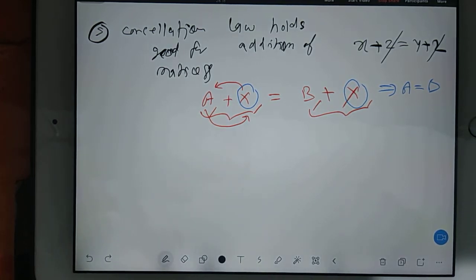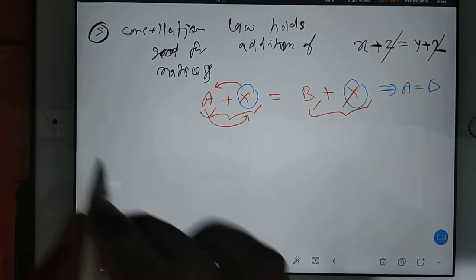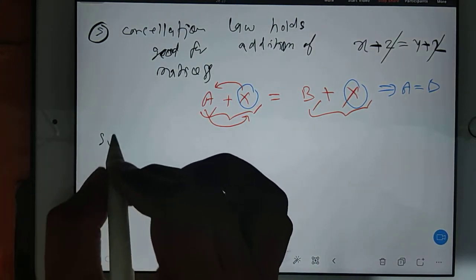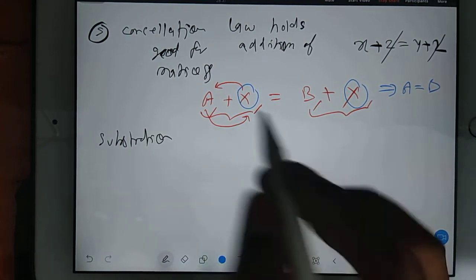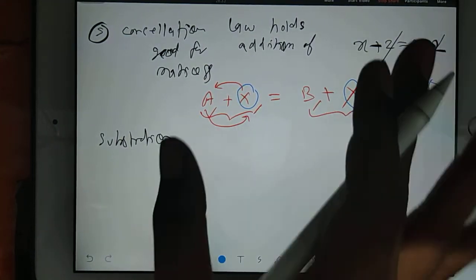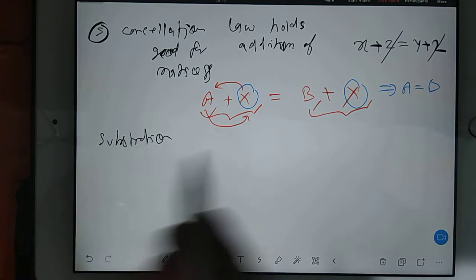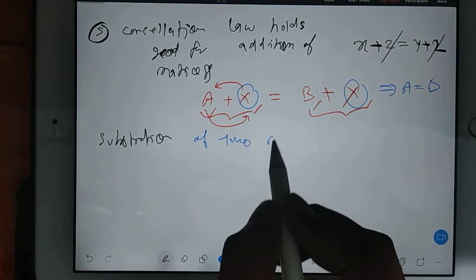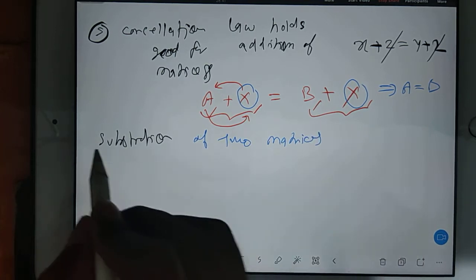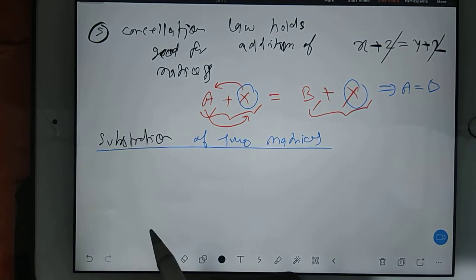Now, how to subtract two matrices? So, subtraction. I'm taking everything in detail because there will be some students who have forgotten matrices long back. That's why I'm going into too much detail. Subtraction of two matrices. How to subtract two matrices?